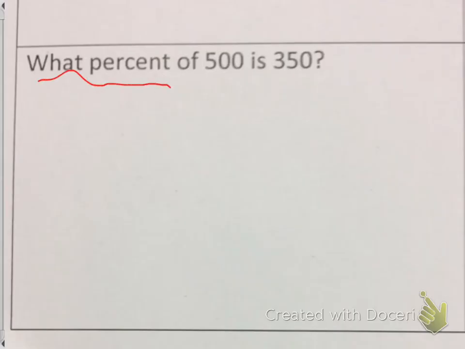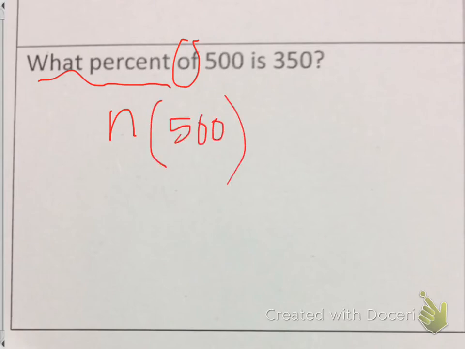This one says what percent of 500 is 350. So what percent is going to be a variable? We don't know. I'm going to call it n. Of means to multiply, so we're going to do 500 times n. Is means equals. Is always means equals in math, 350. So in order to solve now for this number that I'm looking for, this percent number, I'm going to have to isolate the n, get the n by itself on one side of the equation.